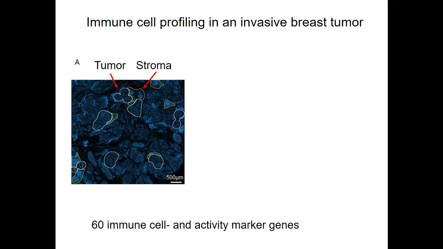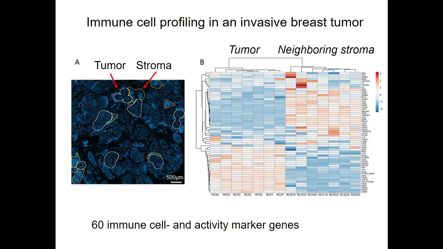And also look at the immune cell activity in these different genetically distinct cell populations. So here we're looking at another tumor where we've done this. We looked at the tumor compartment, in white here, and then the surrounding stroma in yellow, and derived immune cell profiles. So this is both cell marker and activity markers. And what one can see is that the immune cells within the tumor compartments have a completely different profile than the immune cells in the surrounding stroma, which may not be very surprising.